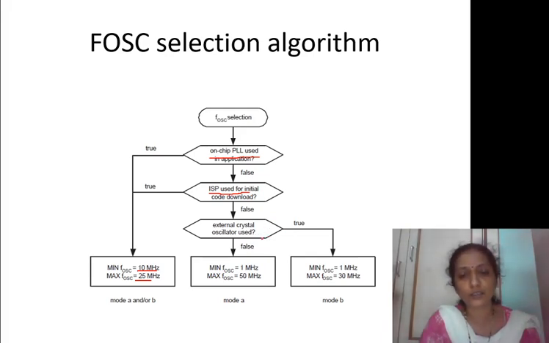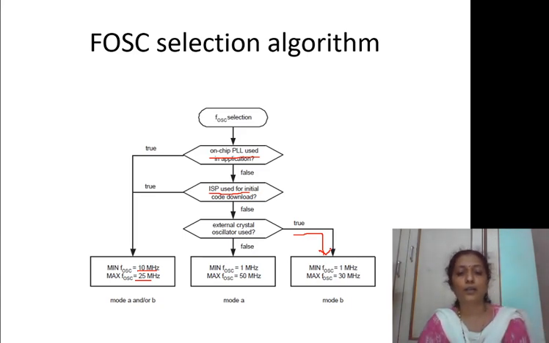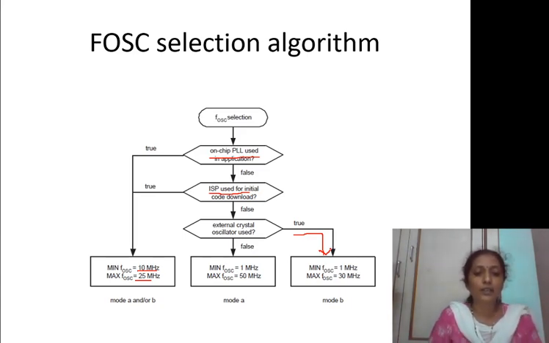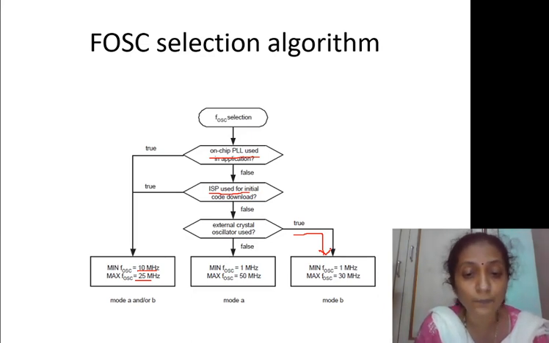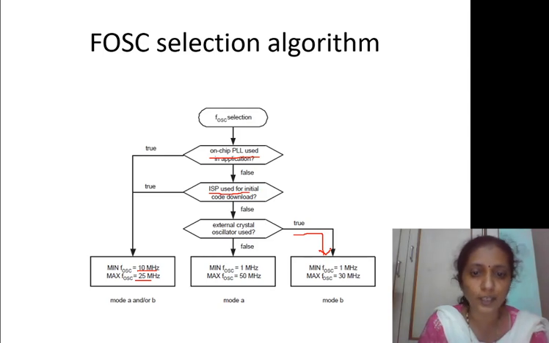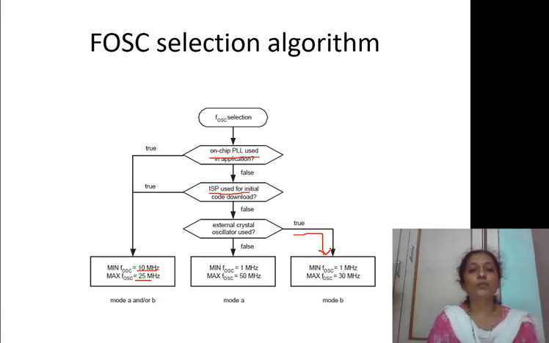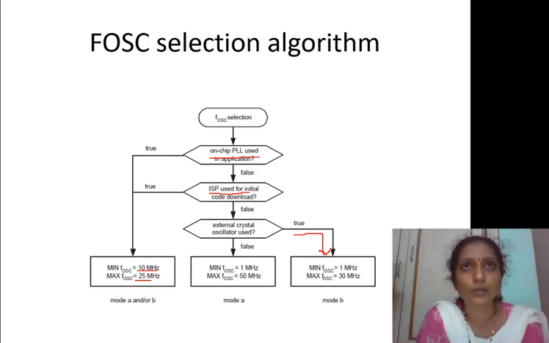Either you will use the external crystal. When you use an external crystal, the frequency range is restricted from 1 megahertz to 30 megahertz. It means it is expanding the frequency. And finally, if you are using an external clock signal as the input to the LPC2148, in that case the frequency is 1 megahertz to 50 megahertz. So this is about the F oscillation selection algorithm, which is used to generate the clock signal for LPC2148.